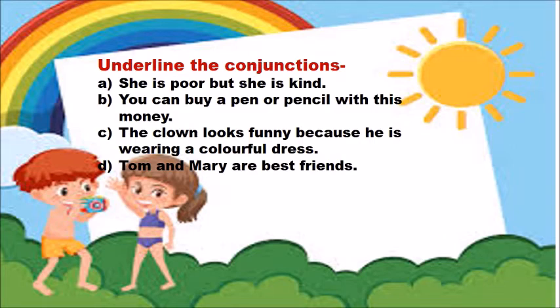C. The clown looks funny because he is wearing a colorful dress. So they are giving you the reason, the explanation why the clown is looking funny. Next, Tom and Mary are best friends. So they are telling you about two persons that they are best friends. So you have to underline the conjunctions.